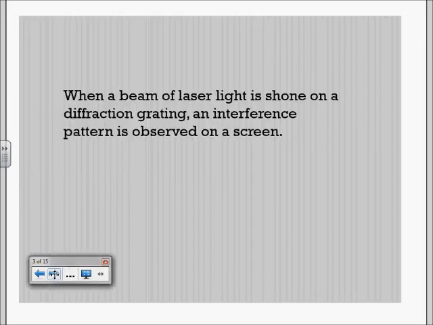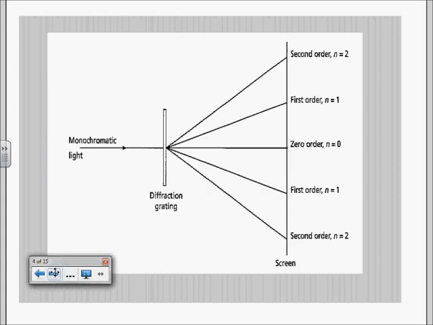All right, so how does it all work? So this is just an introductory statement that can go in your notes, that when a beam of laser light shines onto a diffraction grating, we observe an interference pattern on the screen. It doesn't have to be laser light, it's just we know that that is a monochromatic coherent light source, so it's very convenient. All right, and that's the sort of thing that happens.